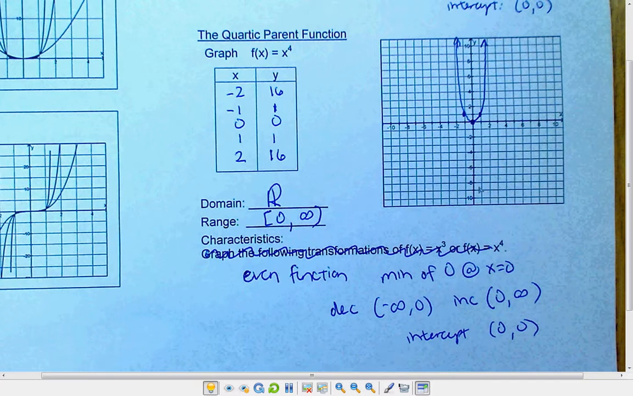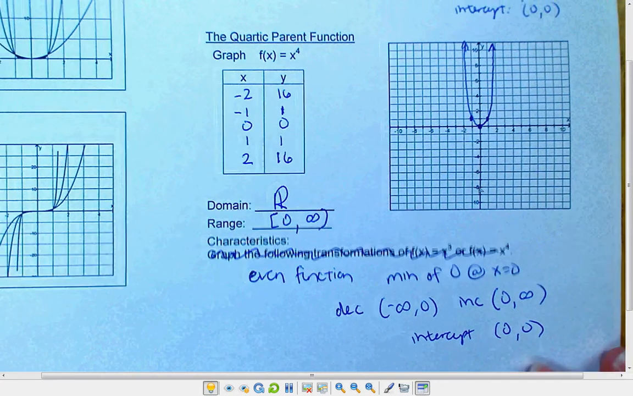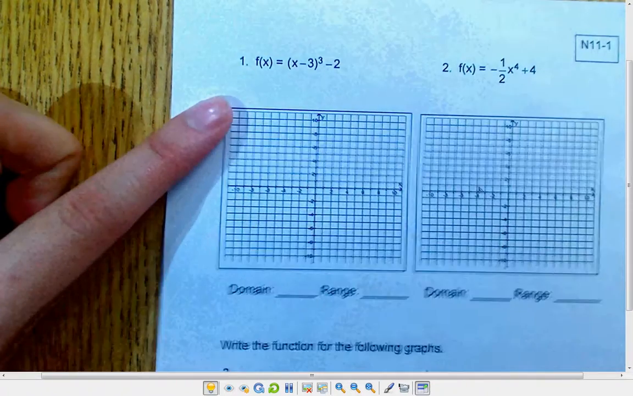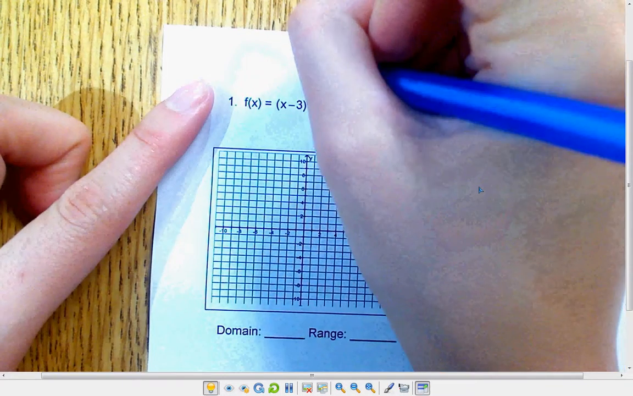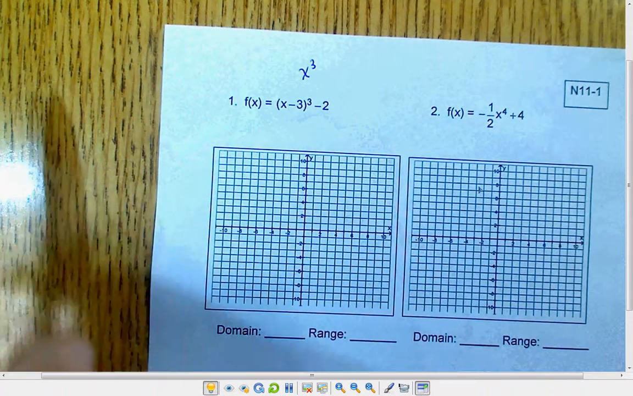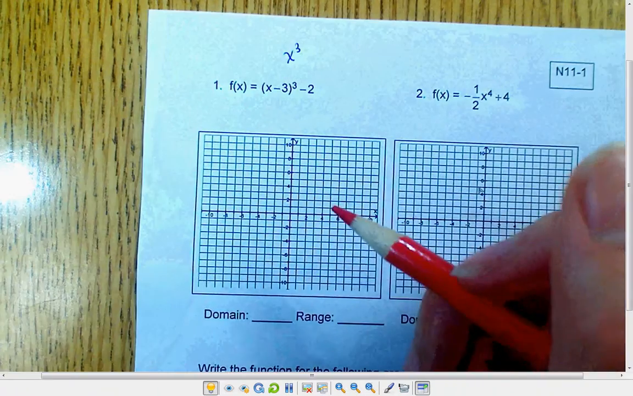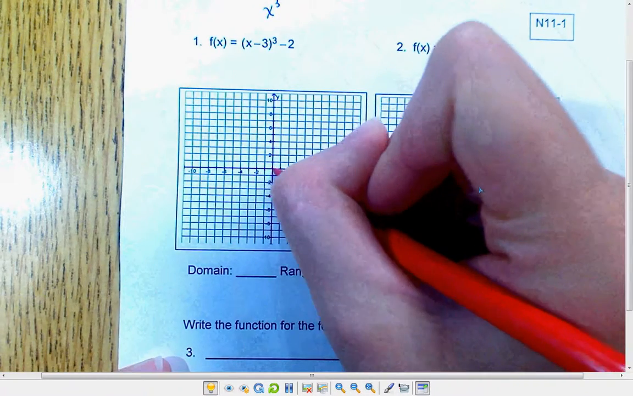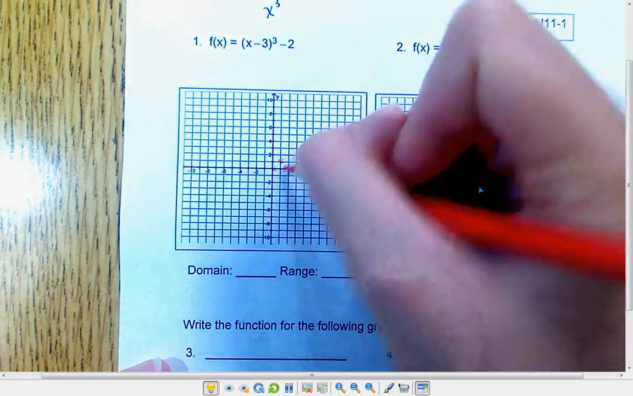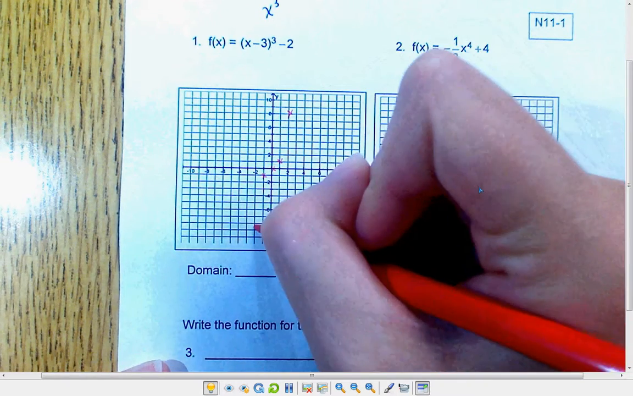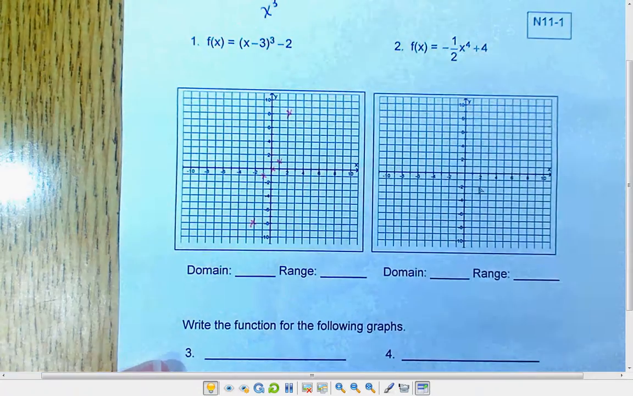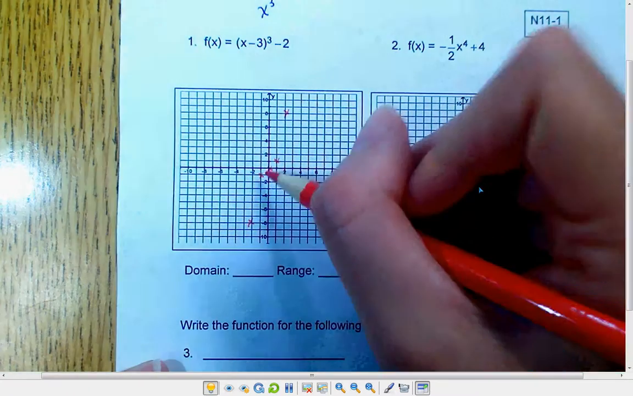So these are the two parent functions we are going to be transforming today. Let's take a look at a couple quick examples. Let's flip the page. So for number 1, the first thing you need to notice is that this is a cubic function because of that x cubed. So we know our parent function is 0, 0, 1, 1, 2, 8 in both directions. Okay, so this is my parent function. It looks like this.